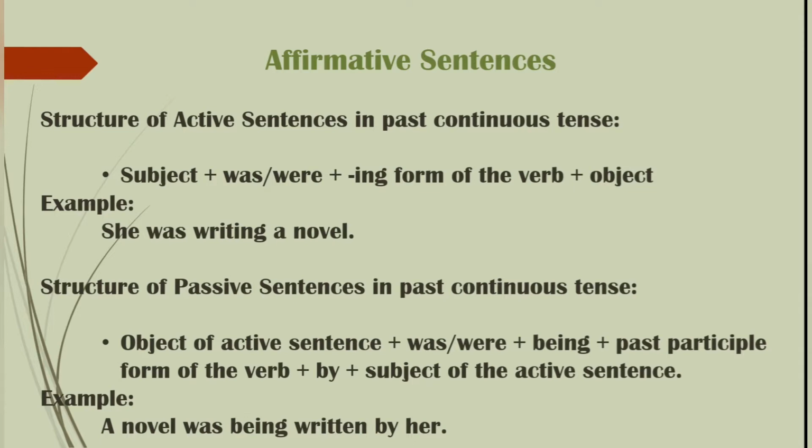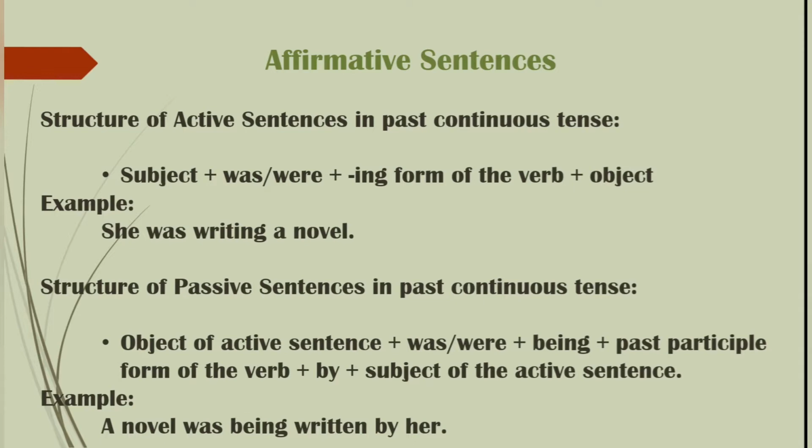The structure of active sentences in past continuous tense is in this order. First we have the subject, then was or were, it depends on the subject, plus verb with ing form, and last the object. Example: she was writing a novel.